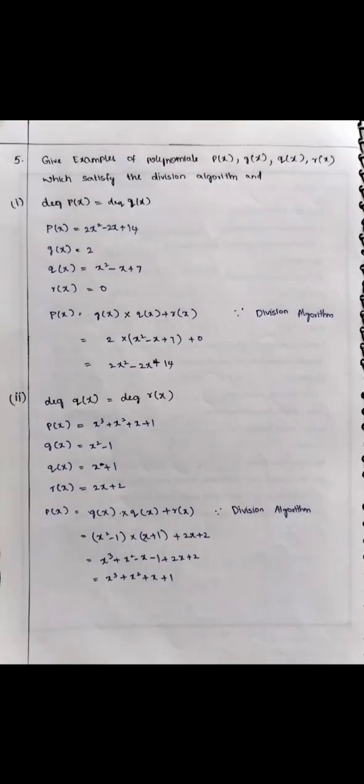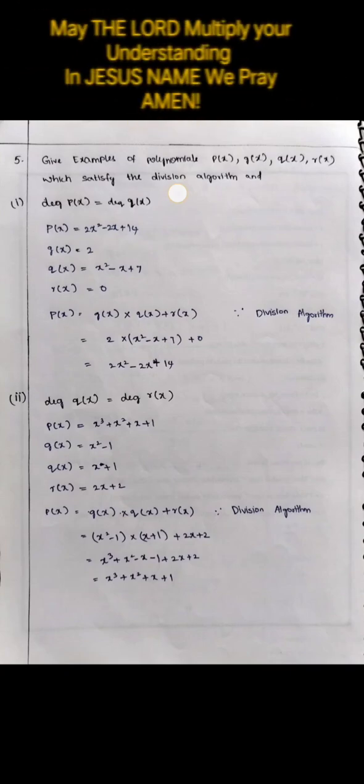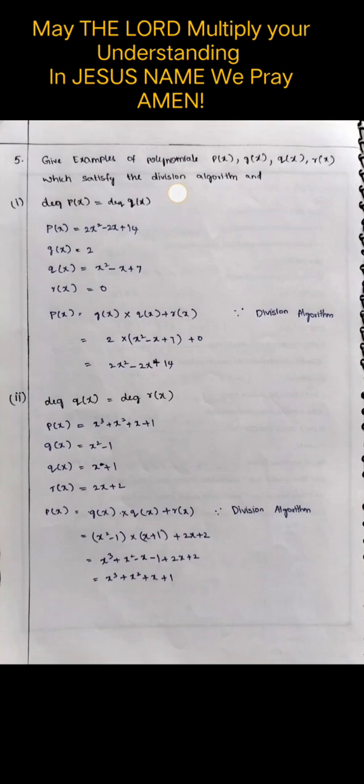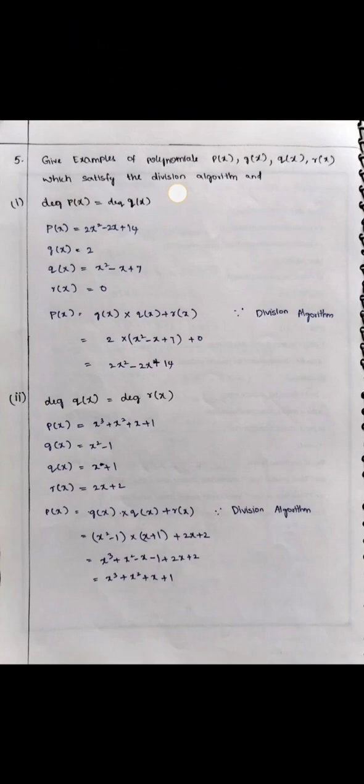The next bit is: give examples of polynomials p of x, g of x, q of x, r of x which satisfy the division algorithm. First, degree of p of x is equal to degree of q of x. P of x is equal to, I have taken, 2x square minus 2x plus 14, and g of x is equal to 2, q of x is equal to x square minus x plus 7, and r of x is equal to 0.